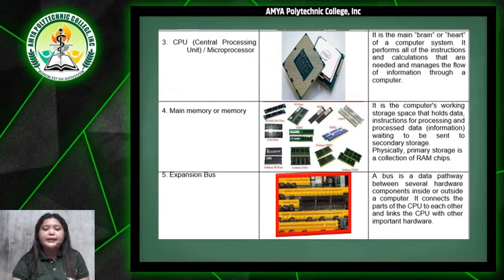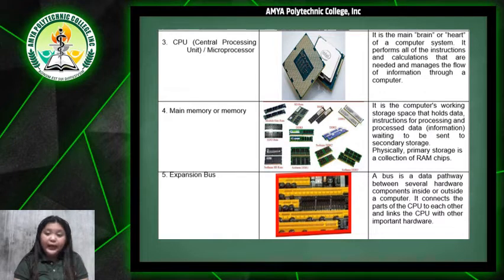Next is the main memory. So it is the computer's working storage space that holds data, instructions for processing, and processed data or information waiting to be sent to secondary storage. So physically, the primary storage is a collection of RAM chips.